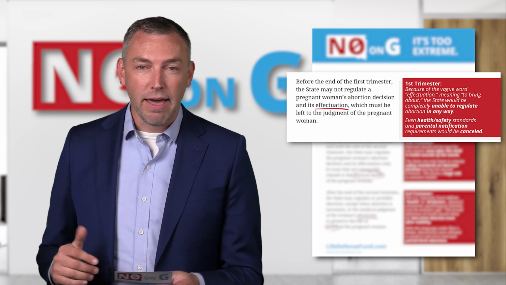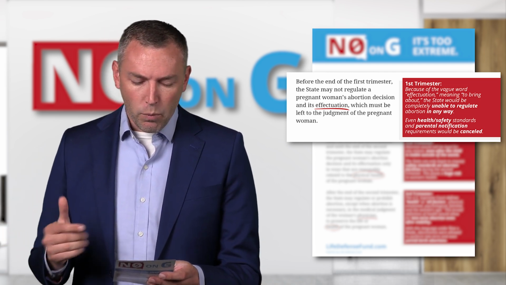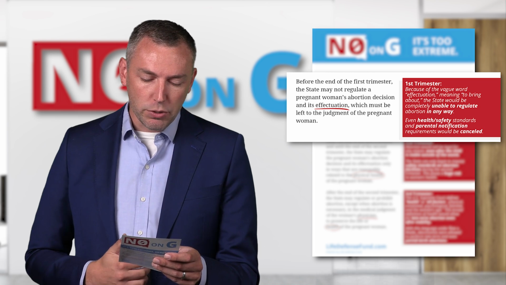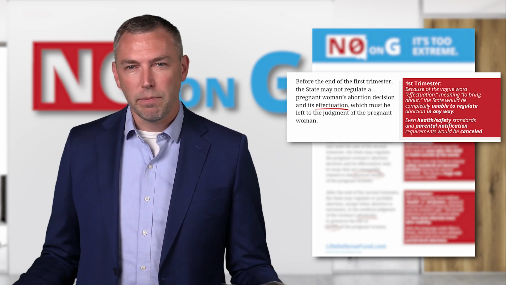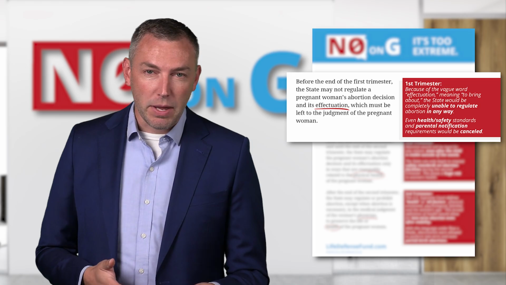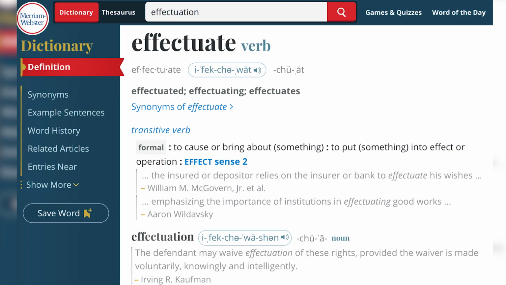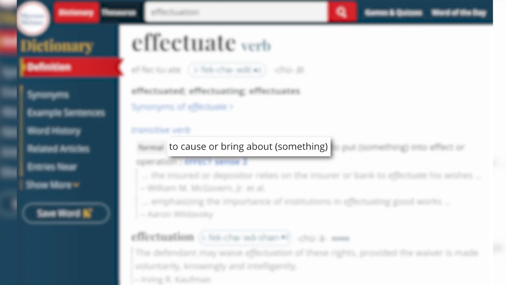And so when we look back at that language and that term effectuation, where it says the state may not regulate a pregnant woman's abortion decision and its effectuation. Well, what does that term effectuation mean? It's not defined in Amendment G, and so we have to just go to the general dictionary definition of effectuation, which means to bring about. So when you plug that definition into the language of Amendment G, what you have is that it says the state may not regulate the bringing about of the abortion decision. So it's a blanket prohibition on any regulations relative to abortion whatsoever in the first trimester, which is when most abortions occur. So what does that look like in practice?